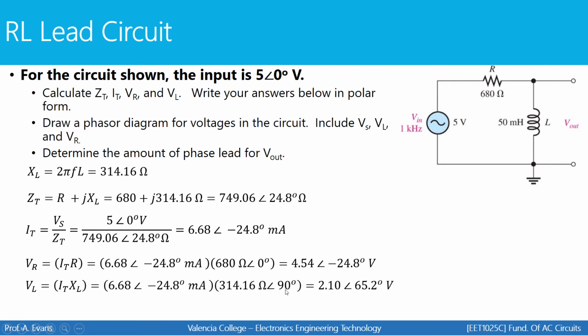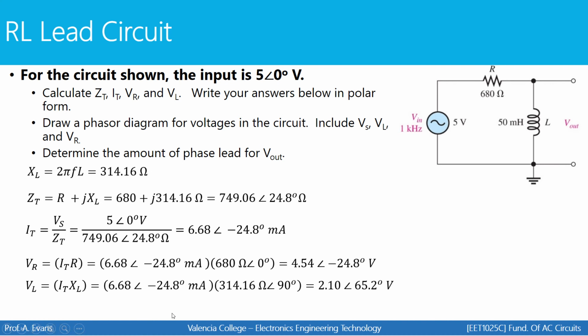With a capacitor, if we were writing the capacitive reactance of a component in polar form, the angle was always negative 90 degrees. With an inductor, it's positive 90 degrees. If you think back to this term right here, our inductive reactance is plus jXL, and so if you convert that from rectangular to polar form, you get an angle of positive 90 degrees.